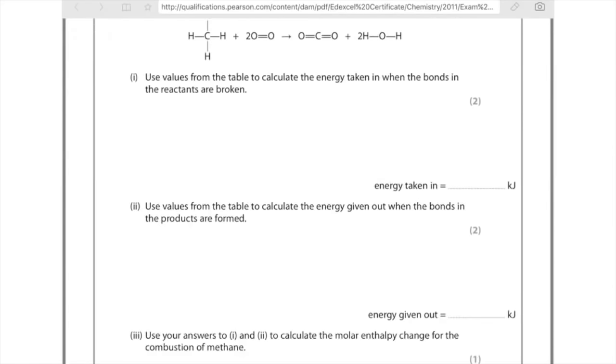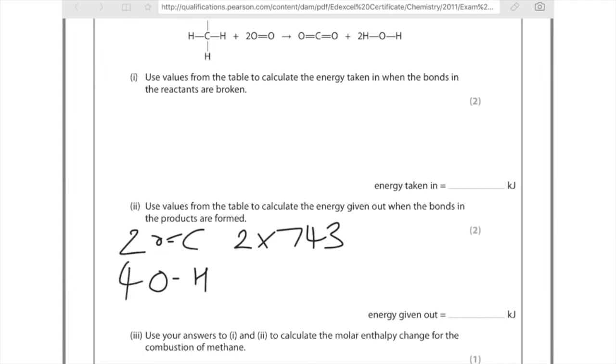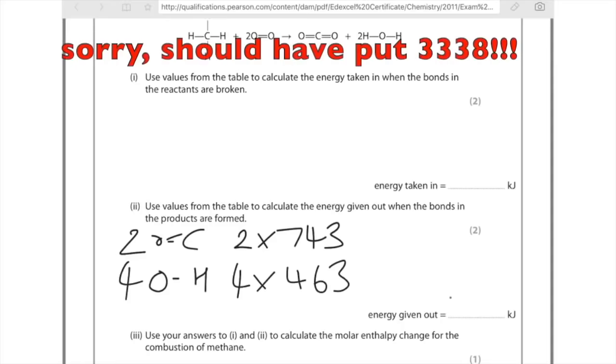Part 2, we're using the values from the table to calculate the energy given out when the bonds in the products are formed. So this time we're looking at these products here. So let's list the bonds again. So we've got C=O, and we've got two of them. Using the information in the table, therefore, we need to do 2 times 743. And then don't get confused here, we've got O-H bonds, but there's actually four of them. 1, 2, and then there's the big two at the front, so that's why there's four of them. So you're going to do 4 times 463. Plug that into your calculator and you'll get a value which is 3,338.